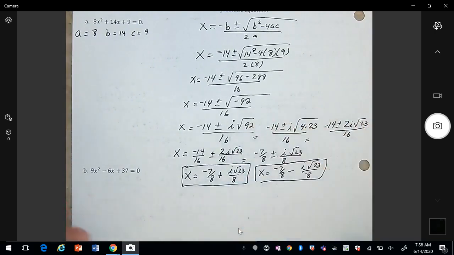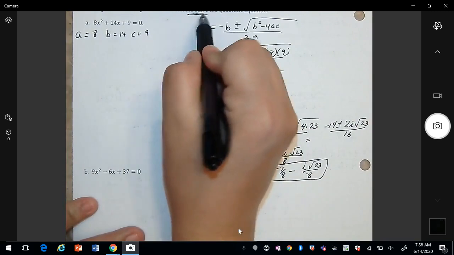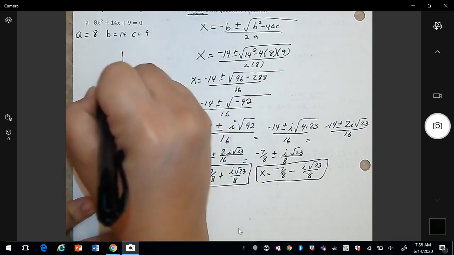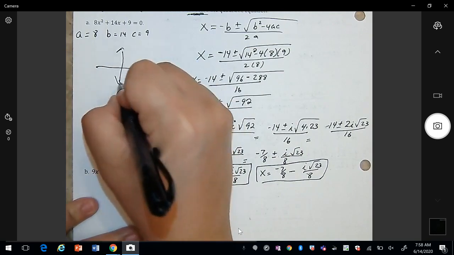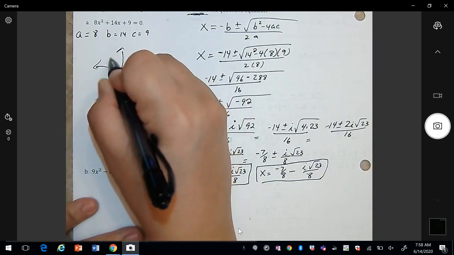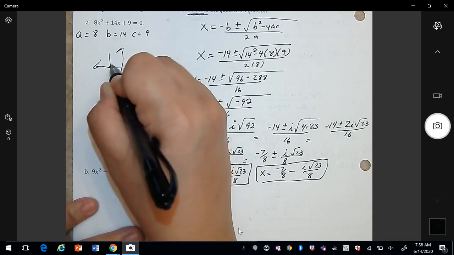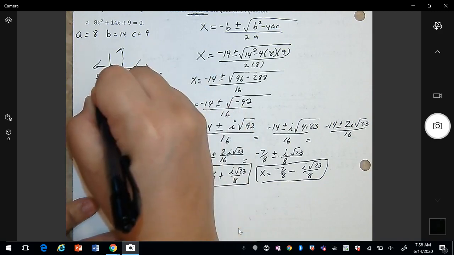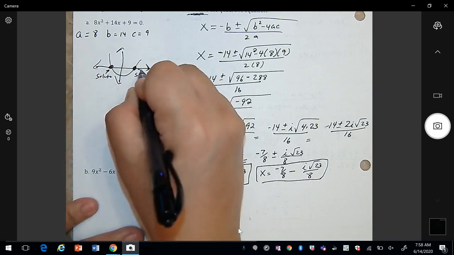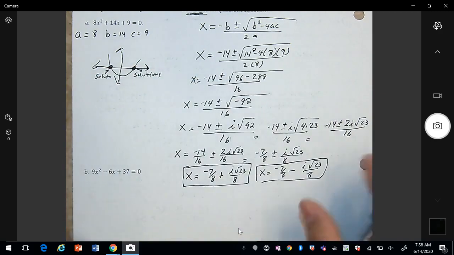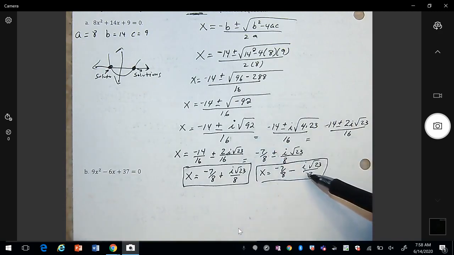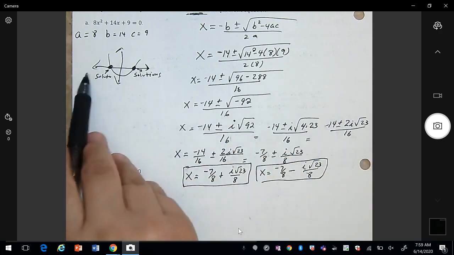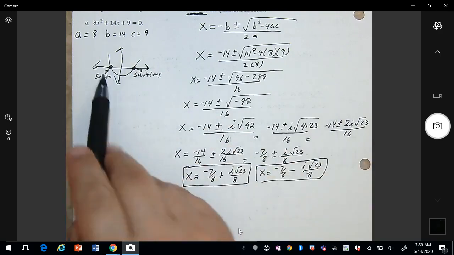And what does this mean? When we're trying to solve, we're normally looking for these zeros. These are my solutions. Okay. And here, since you end up with an imaginary solution, it means that there are no x-intercepts.